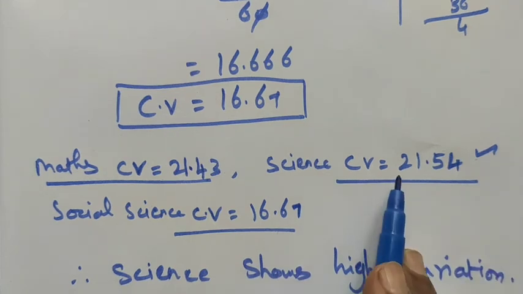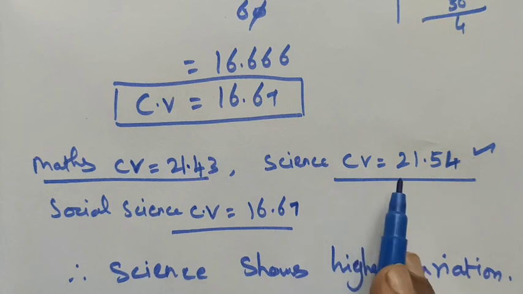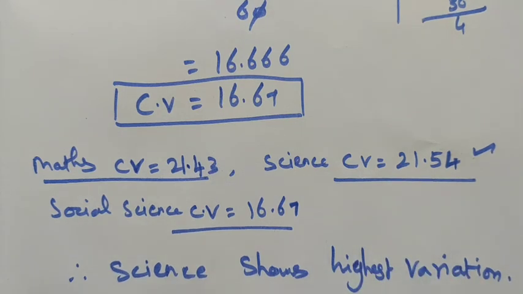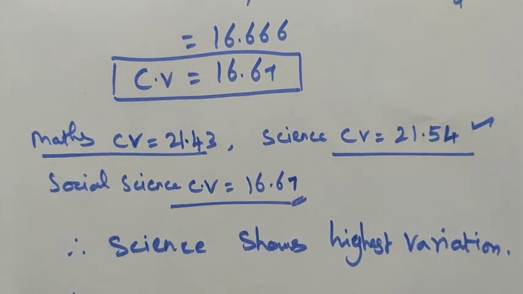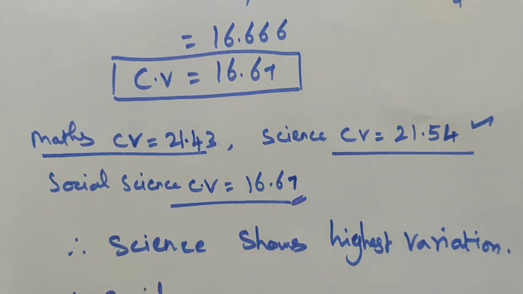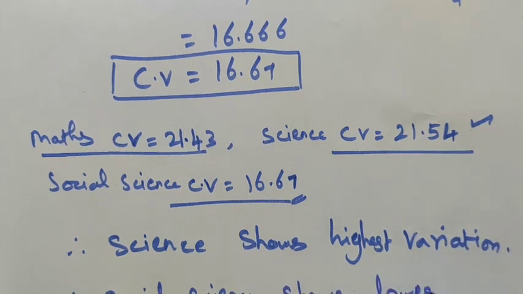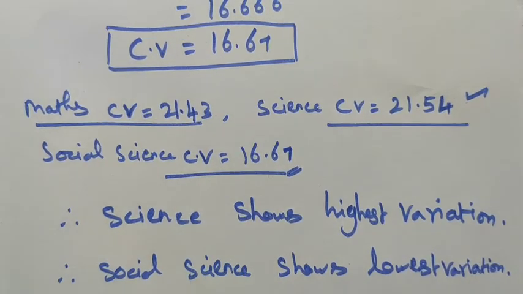So coefficient of variation is more, means then it has a more difference, that is highest variation, right? And then here compared to these two, this is the smaller one. So the social science shows lowest variation. So the coefficient of variation is less, so it shows the lowest variation, lowest difference among the three.